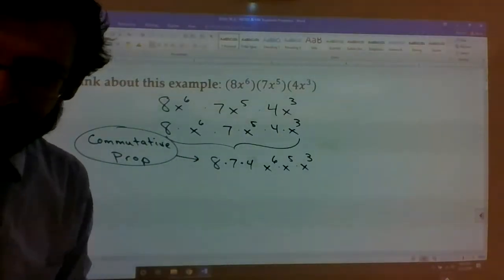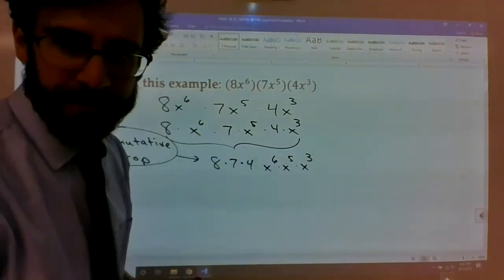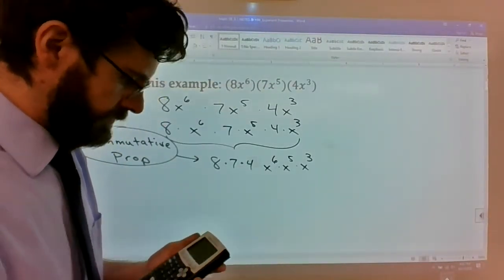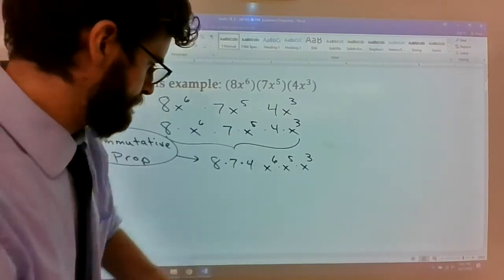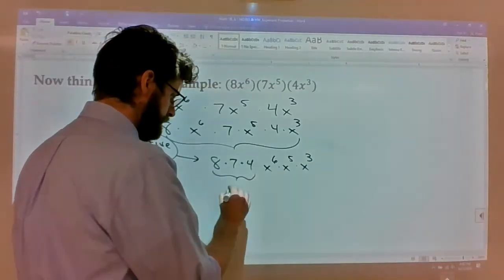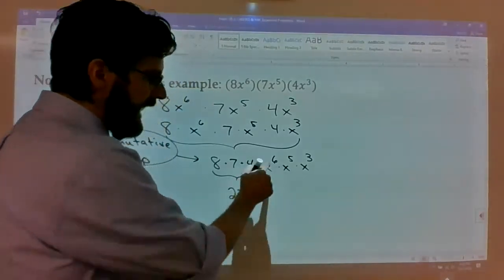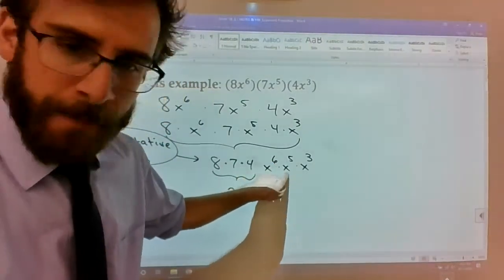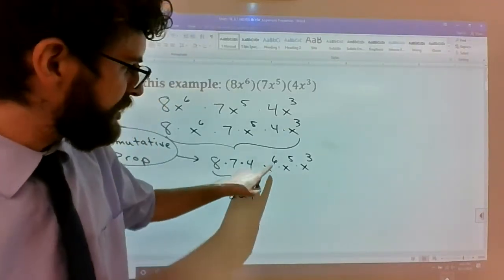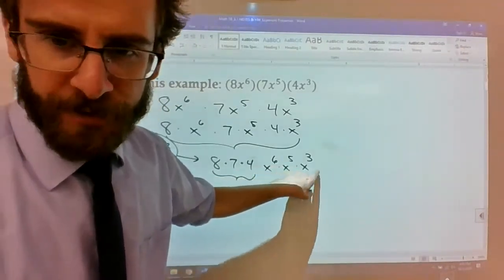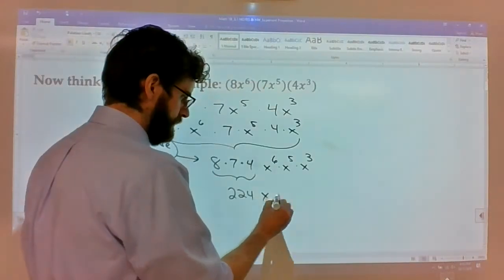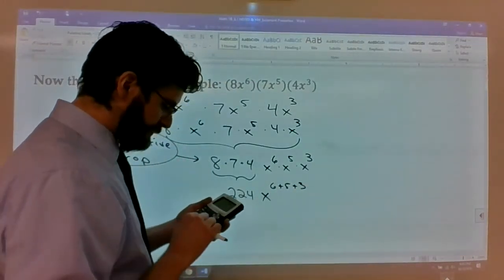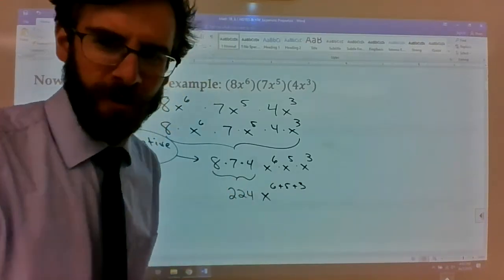So at this point, you guys got calculators. You can do 8 times 7 times 4. 224. And then for these, I think we established that the pattern is, if they've got the same base, they're all x's, then you can just add 6 plus 5 plus 3. 6 plus 5, what am I using a calculator for? It's 14.